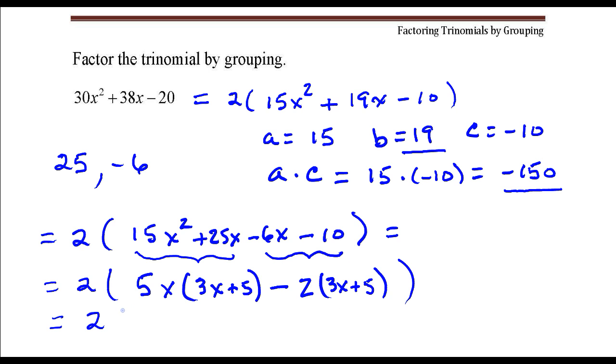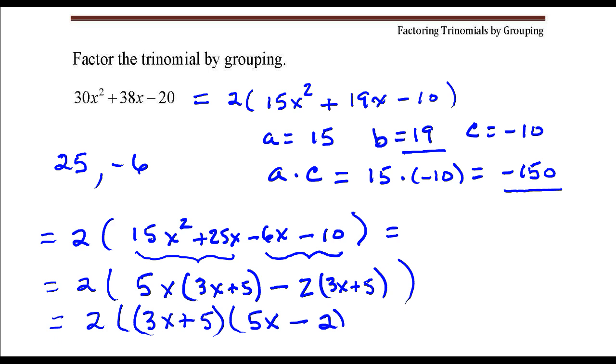What we need to do now is factor the common binomial out of this entire expression. And that common binomial is 3x plus 5. You see it here, you see it here. So it's going to be factored out. If I factor it out of this first part, I'm left with just a 5x. If I factor it out of this last part, I'm left with minus 2. And that's the complete factorization.